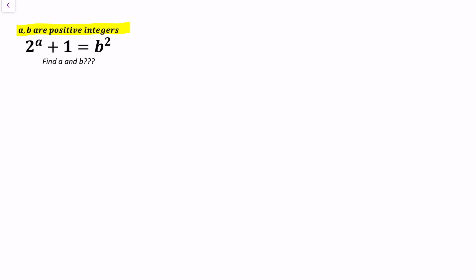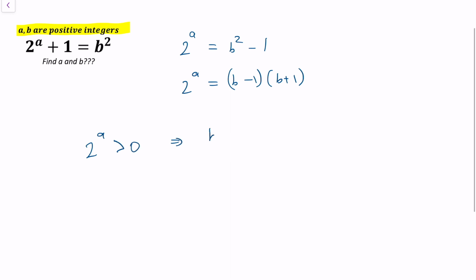Right. So let's rearrange the equation. We have 2 to the power of a is equal to b squared minus 1. Difference of squares. So we have (b minus 1)(b plus 1) is equal to 2 to the power of a. So 2 to the power of a is always positive. That implies b must be greater than 1, so that the right-hand side is also positive.